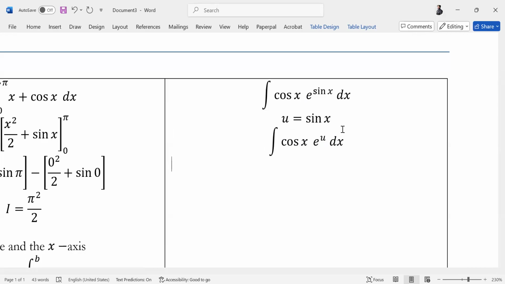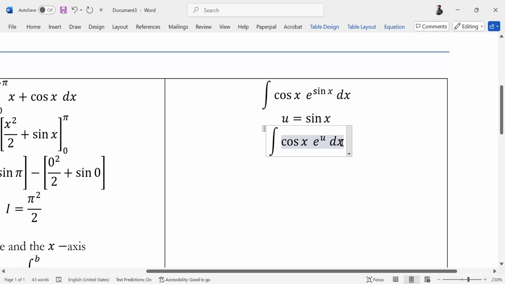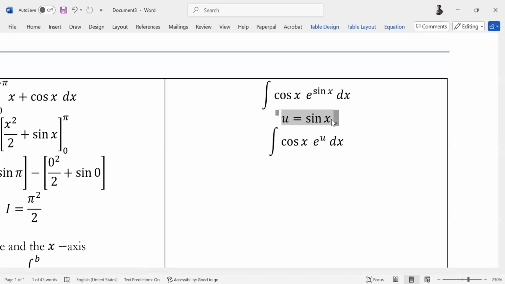How do I substitute this dx? कहां से आएगा मेरे पास ये dx? If I differentiate this substitution equation, what do I get? The reason for stressing on every point in differentiation यही था. If I differentiate this, what do I get?